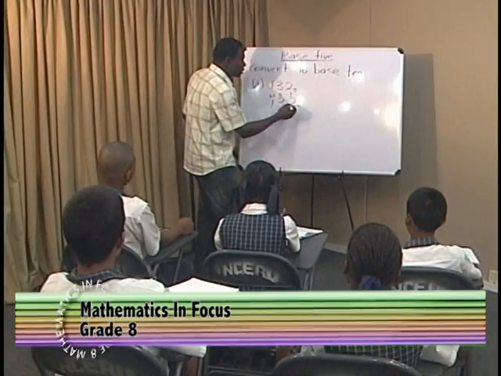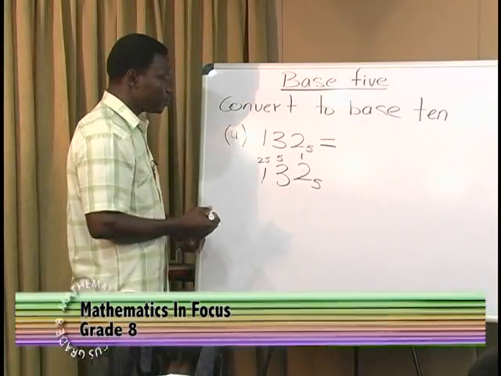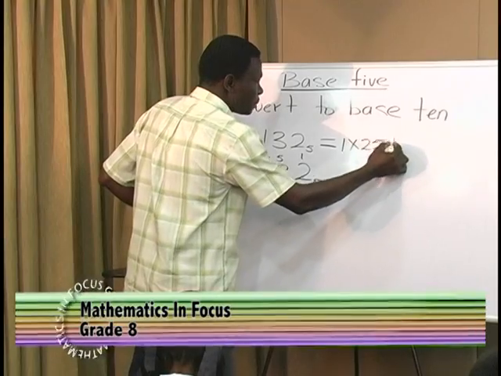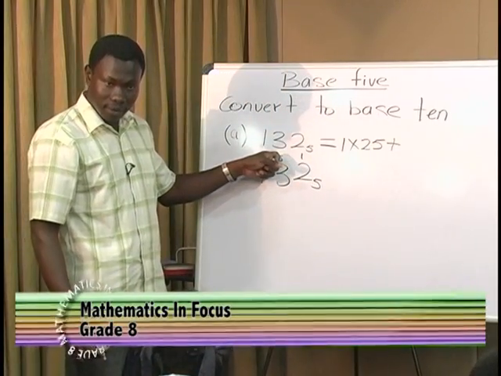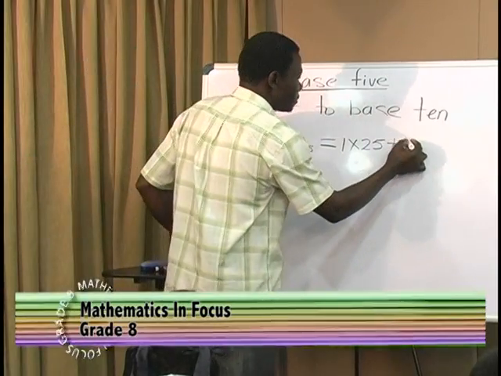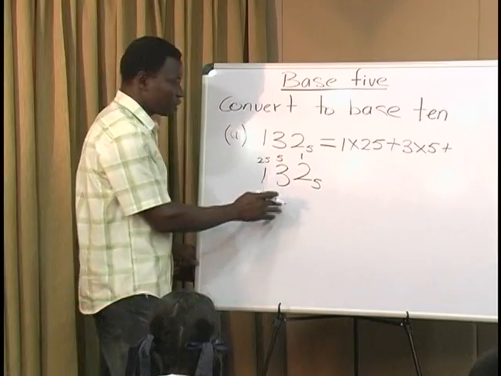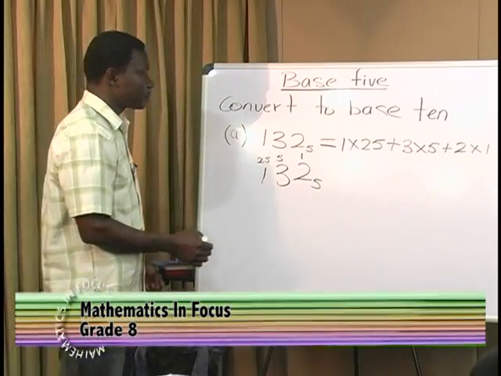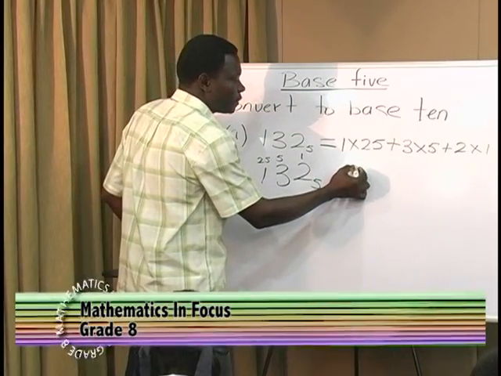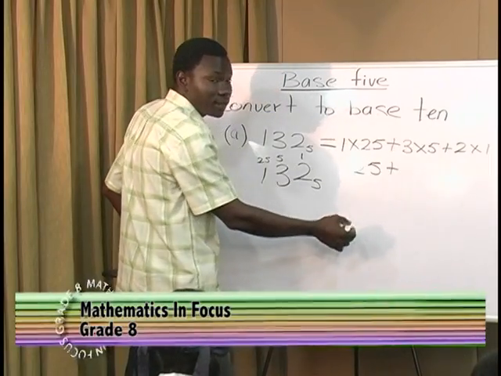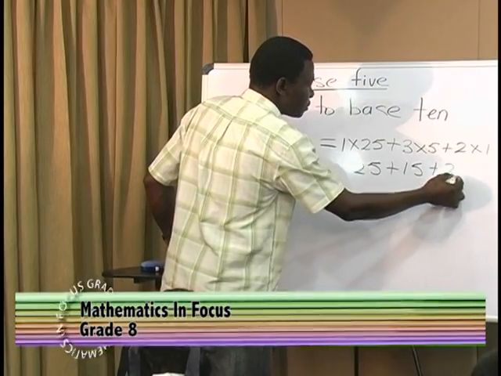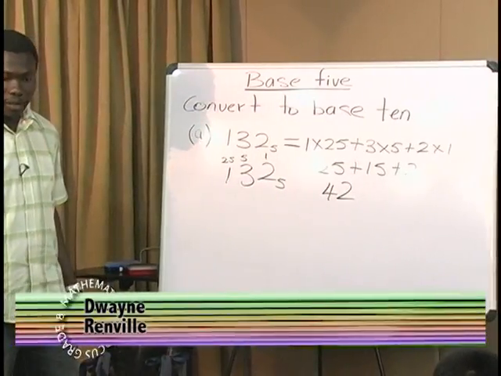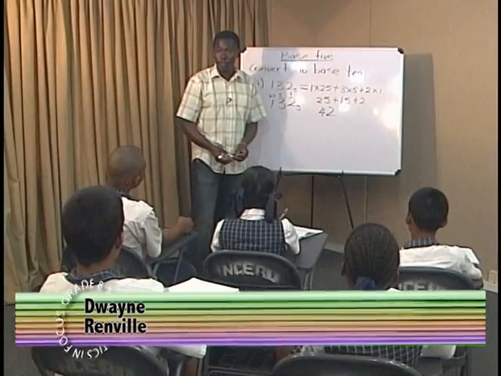So if we're going to convert this, we can say that 132 is equal to 1 times 25, plus 3 5s, so 3 times 5, plus 2 1s, 2 times 1. 1 times 25 is 25, plus 15, plus 2. And this gives us a total of 42. So 132 base 5 is equivalent to 42 in base 10.